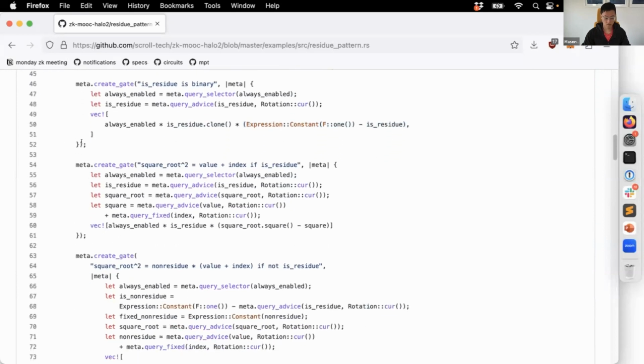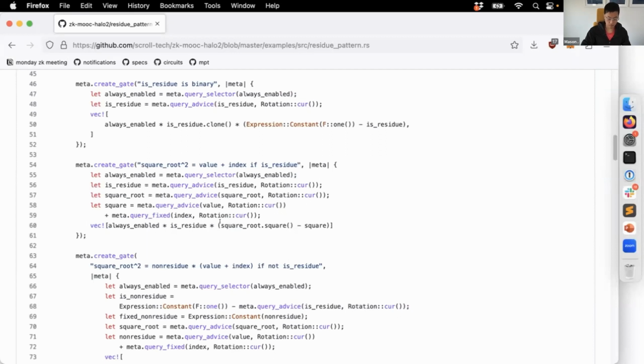Okay, so this is where it gets more exciting. Now there's two cases: either is_residue is 0 or is_residue is 1. If value plus index is a quadratic residue, then we want the value in the square root advice column to be the square root of value plus index. And what does it mean for it to be a square root? Well, the square root squared is equal to value plus index.